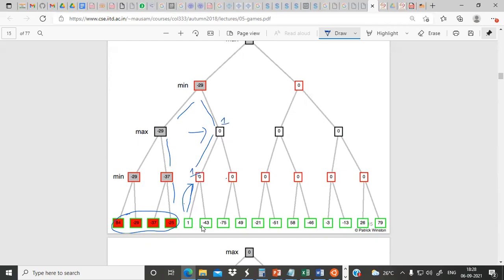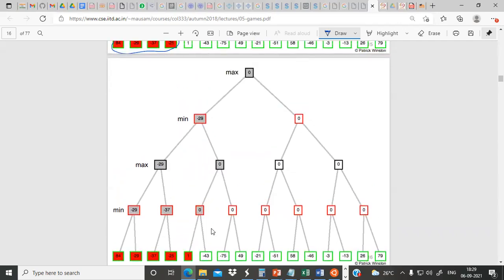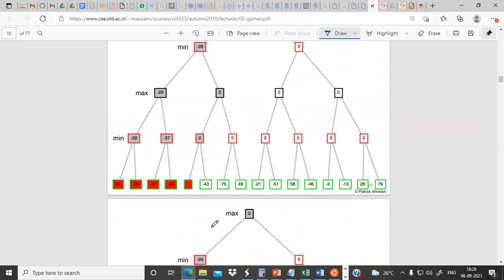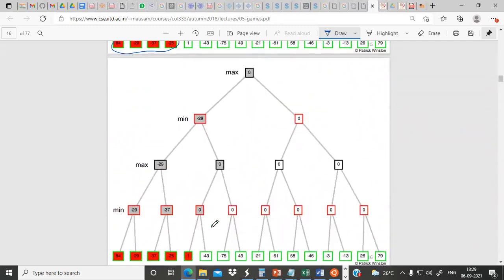Again, this is min. Out of minus 29 and 1, what is min? Minus 29 is min. Again, this is max. Out of minus 29 and 0, what is max? 0 is max. So that is what happened after exploring 1. Okay. So after exploring 1, this is here, it is not shown. Ideally it should be 1 here. I guess you understand. So after exploring 1, it should be 1, and so on and so forth. This should be 1.